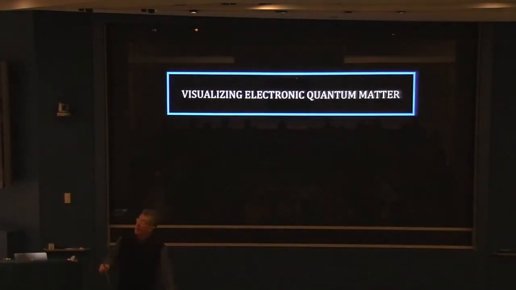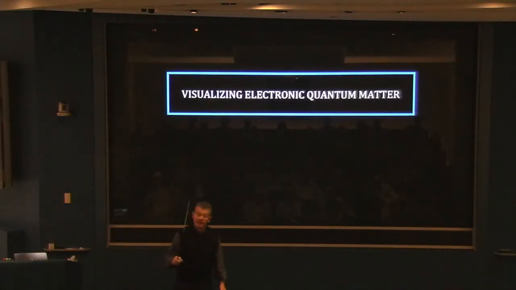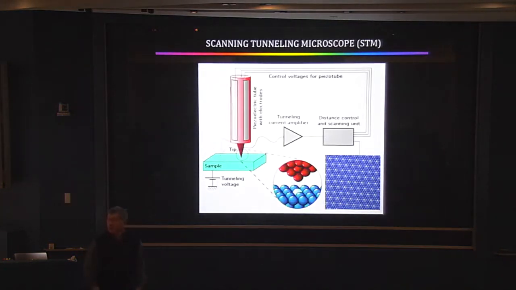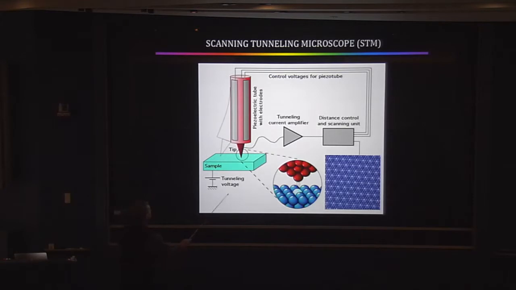Because now I want to tell you, how would you visualize electronic matter, quantum mechanical matter at the atomic scale? Okay, well, you use a scanning tunneling microscope. So a scanning tunneling microscope is an object with a sharp metallic needle. It's got one atom on the end. You bring that needle in close proximity to the material you want to study, and you scan it back and forth over that surface, like an old gramophone scans its needle over the surface of the disk.